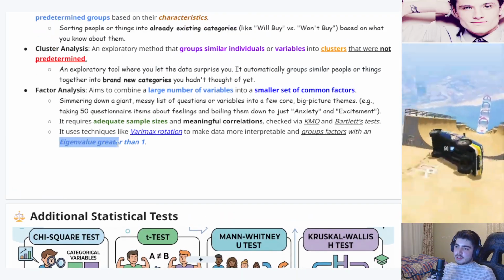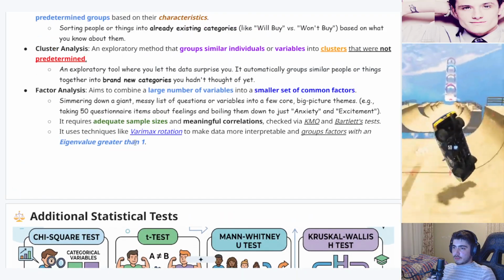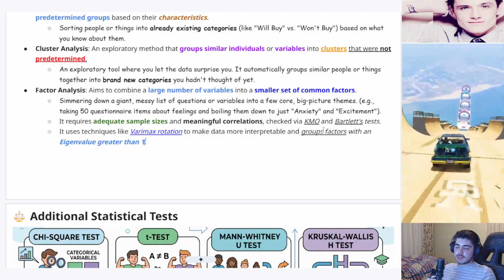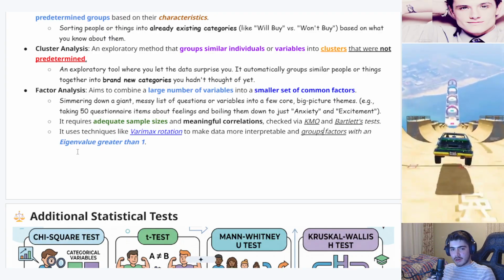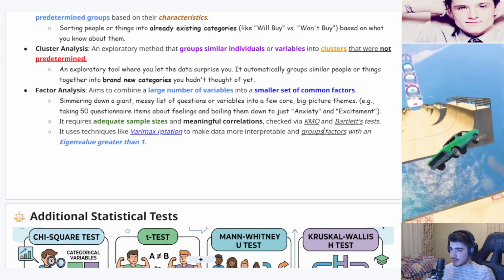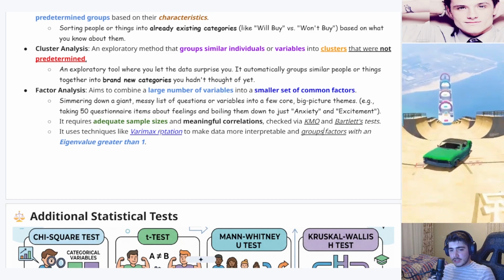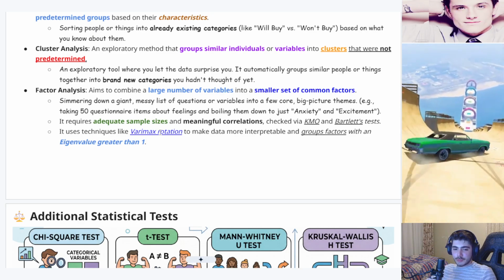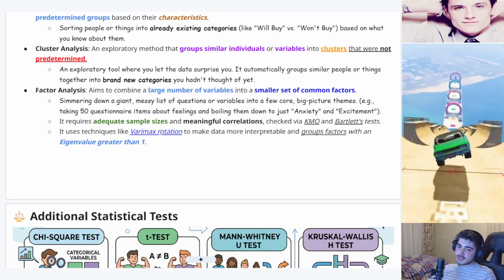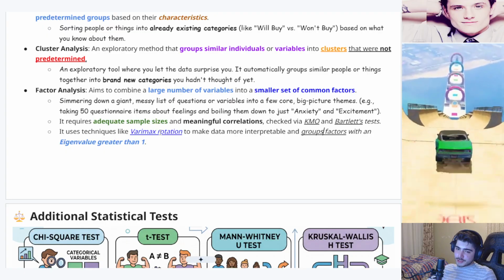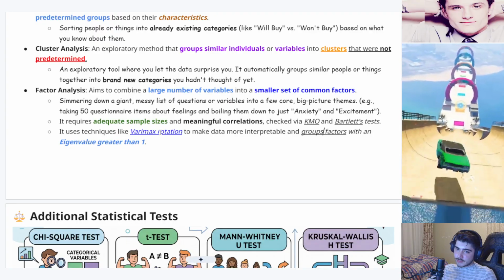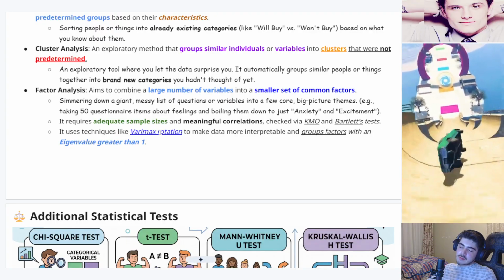So an eigenvalue greater than 1, I guess it means that these factors can be grouped and are correlated with each other. And a Varimax rotation means it kind of spins the data around to look from a new perspective. When you think of it in a 3D space, it makes the data align with each other and actually choose a side instead of hanging around in the middle.